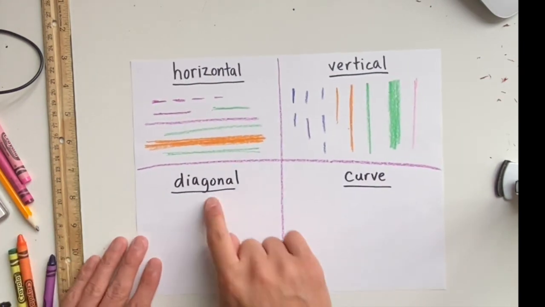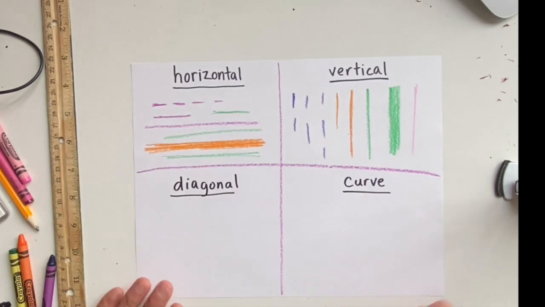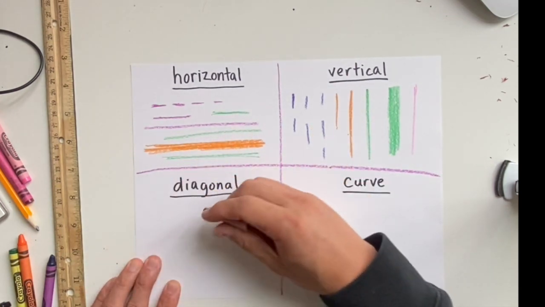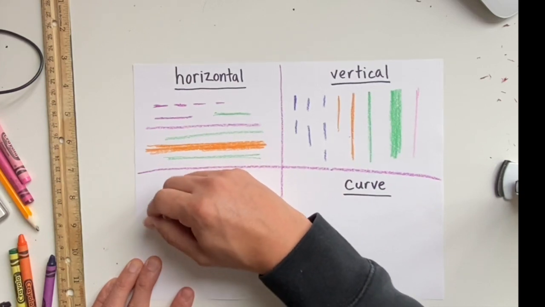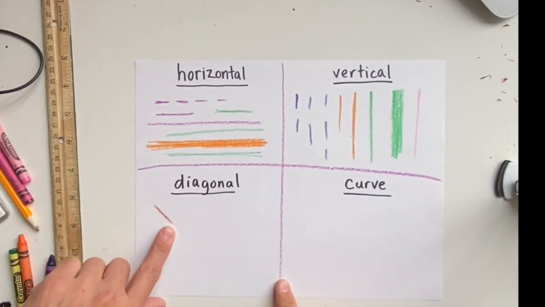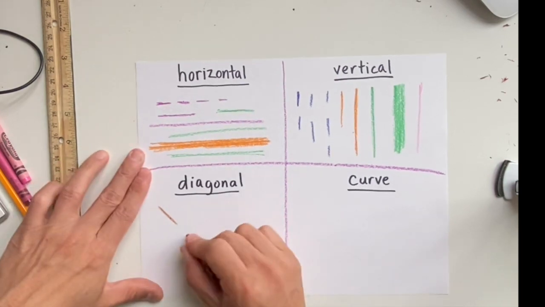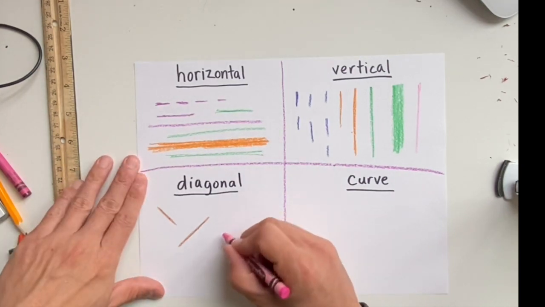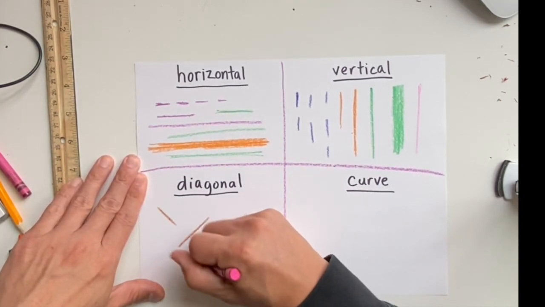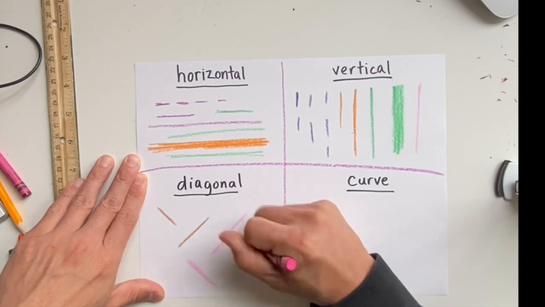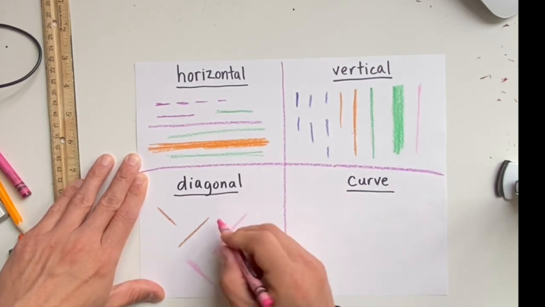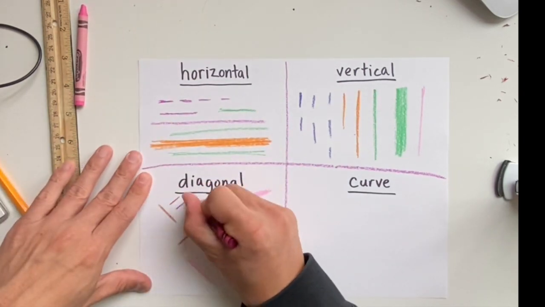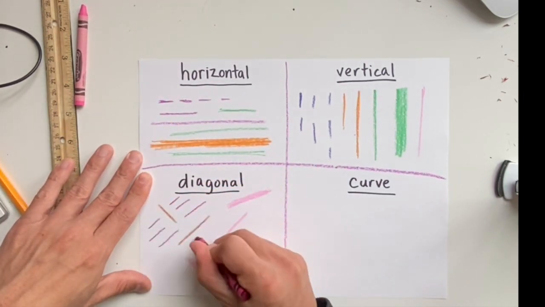The next type of line we're going to talk about is a diagonal line. A diagonal line slants. It's in between a horizontal and a vertical. So it's not horizontal or vertical, it slants like this. It can go from the top left to the bottom right, or the bottom right to the top left, or it can go this way. So you're gonna fill in this box with different diagonal lines. And you can make them thick diagonal lines. So you're just gonna fill this box in with some diagonal lines.